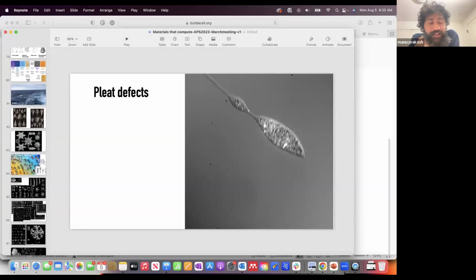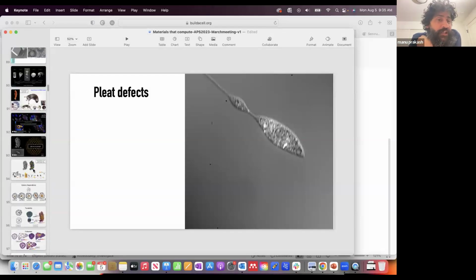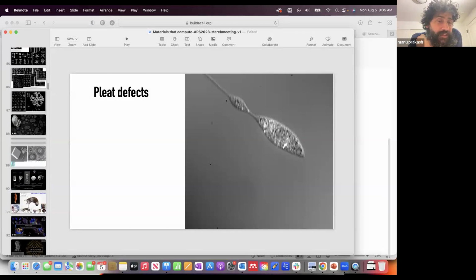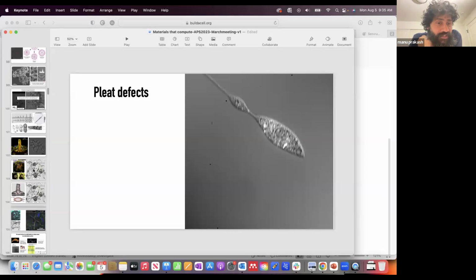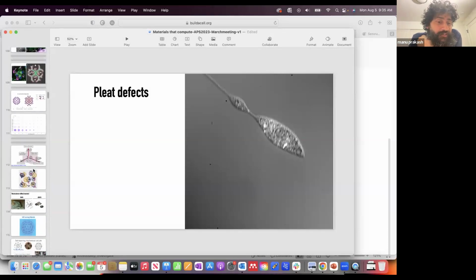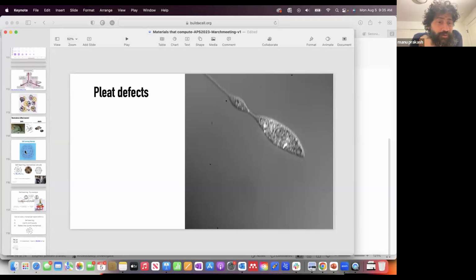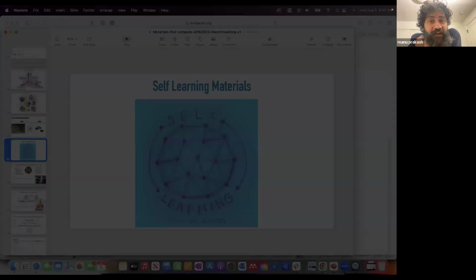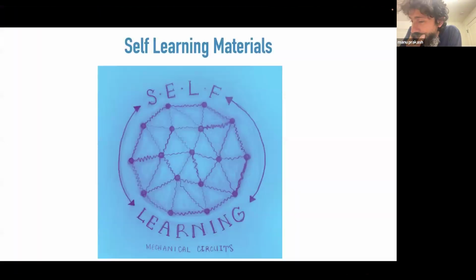So I think I'm already running out of time. I was going to tell you a little bit about how algorithms encode mineralization, but I don't think I have that much time. So let me just jump and end with, because I do want to have time for questions. Let's talk briefly about artificial self-learning materials. This is going to be a little bit of a switch, but I want to take geometry to another level.